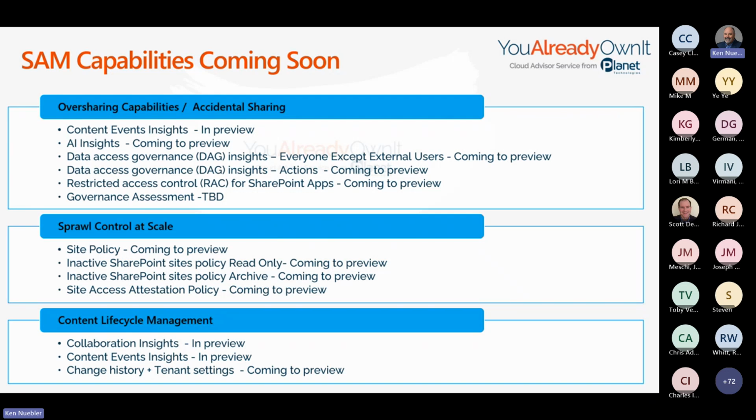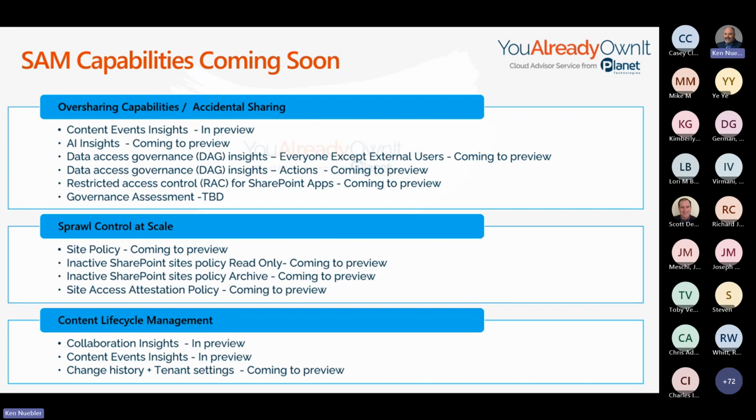For data access governance insights, you can discover potential oversharing by reviewing content shared within the last 28 days. For data access governance insights actions, you can mark sites for access review and implement access restriction policies to prevent and stop them from oversharing.